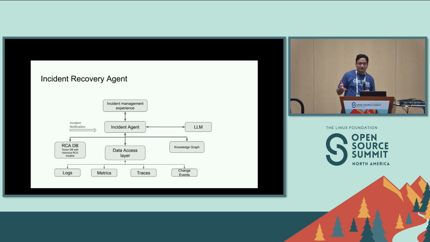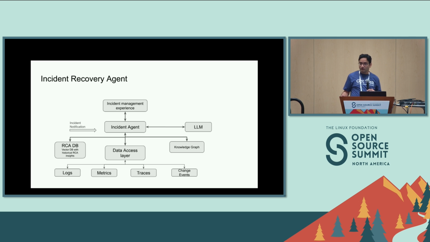So the incident recovery agent, again, the idea is how do I automate the complete flow, right? And here we try to mimic what the teams are doing today, with incident commanders and so on. So at the heart of it is an incident agent. What does it look at? So one key thing is an RCA database. We have all of the incidents in a vector database, and then based on the context and the current incident or the current alerts that I'm having, I can do a vector search on the RCA database.